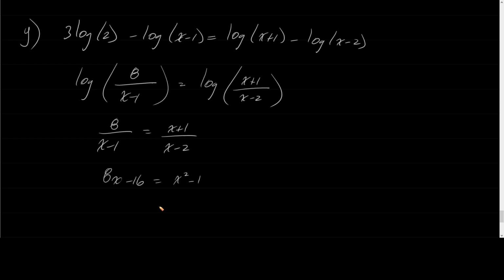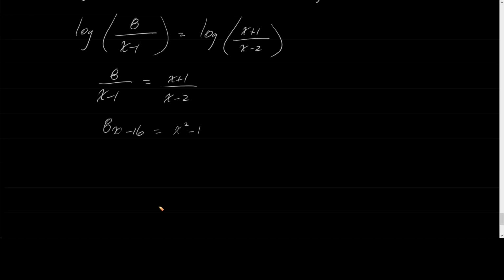Putting everything on the same side now, what I get is that x squared minus 8x plus 15 is equal to 0. And this factors out to be x minus 5 times x minus 3 is equal to 0, which gives me that either x is equal to 5 or x is equal to 3.